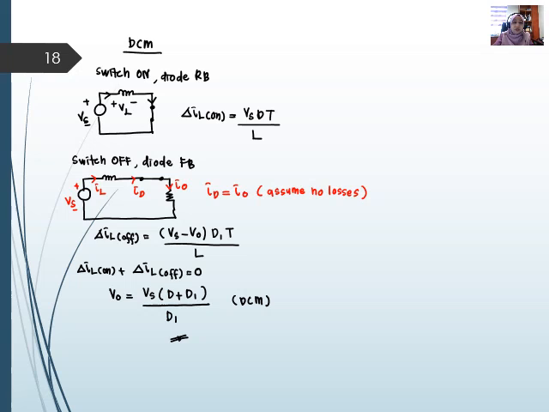Okay, so this is the equivalent circuit in DCM for the first one, which is the same as the one in CCM, and the same goes for the second one. The only difference is delta T. The delta T is D1T for this second equivalent circuit. Meanwhile, for the first equivalent circuit, delta T will be equal to D.